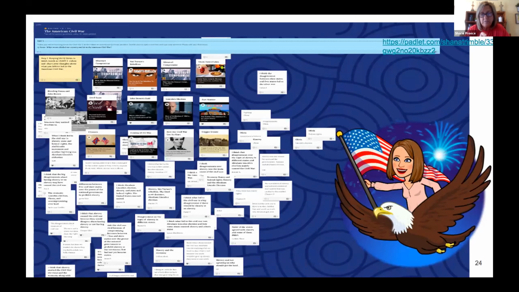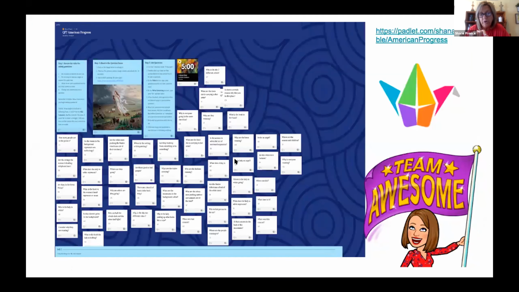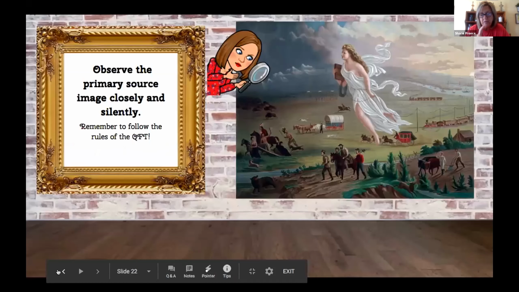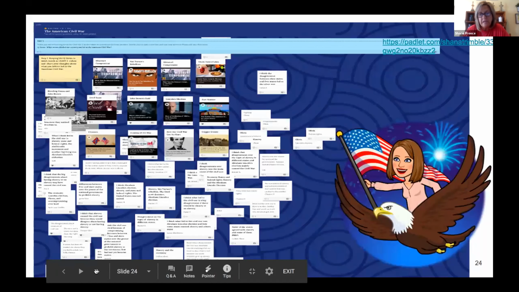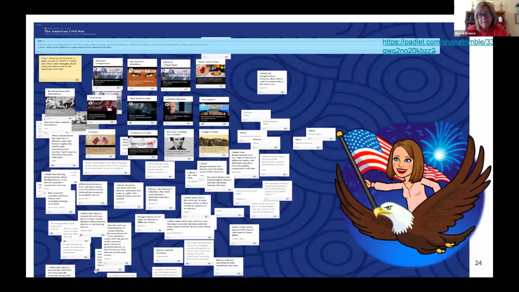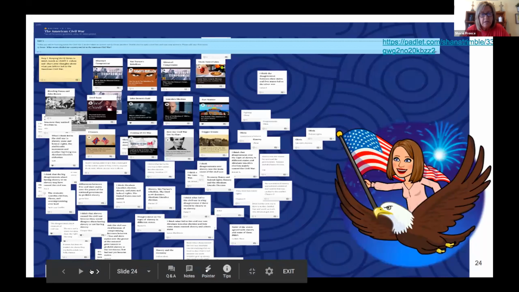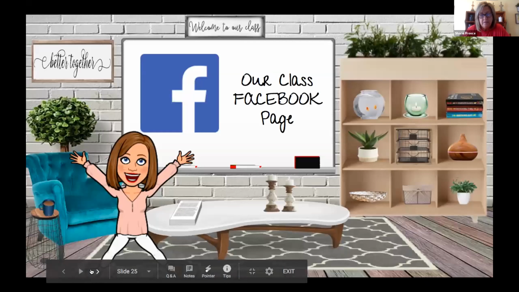We use this. Padlet also has a place where you can record yourself and link that or add that into your video. So I highly recommend Padlet. It's wonderful. And you can use Screencastify with this. Yes. I love Screencastify. And then this was just another slide.